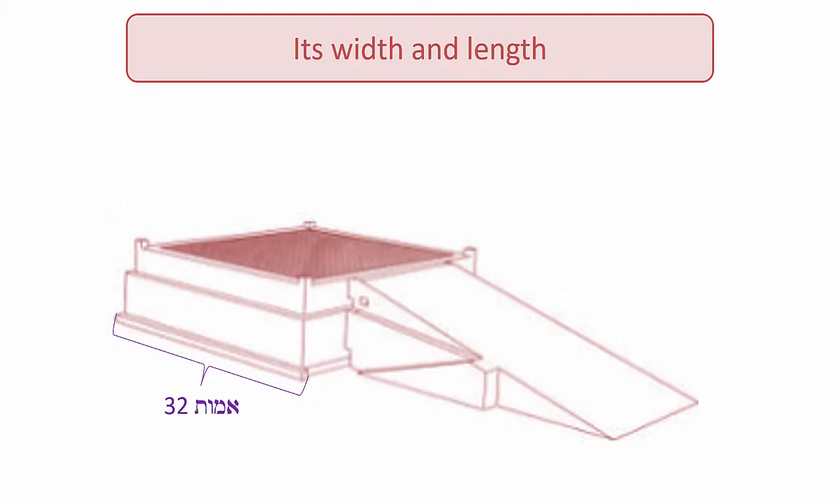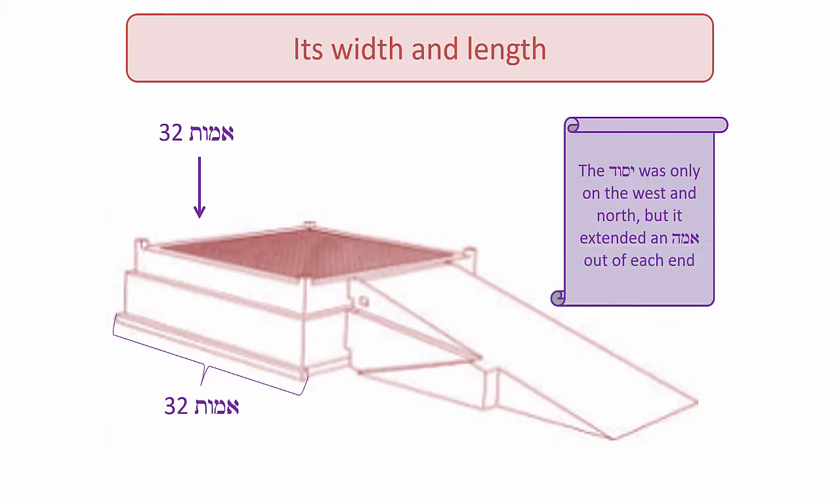So at the very bottom, by the Yesod, the Mizbech was 32 amos by 32 amos. Now the Yesod itself was only on the west side of the Mizbech, which is this side right here, and the north side of the Mizbech, which is back here. But it wasn't on the other two sides. And like we said in the previous class, 32 amos by 32 amos is around 50 feet by 50 feet.